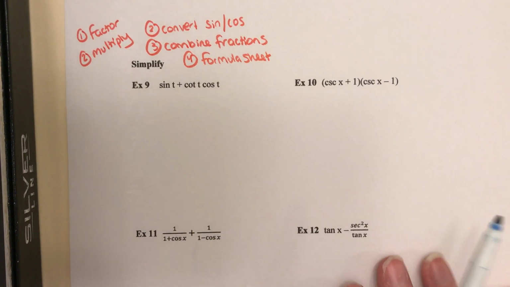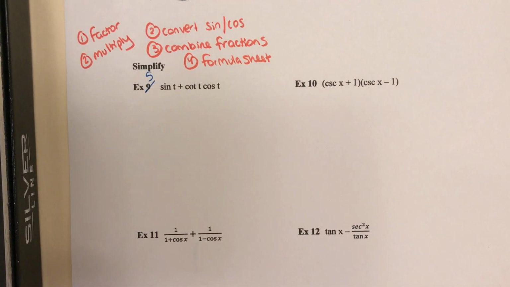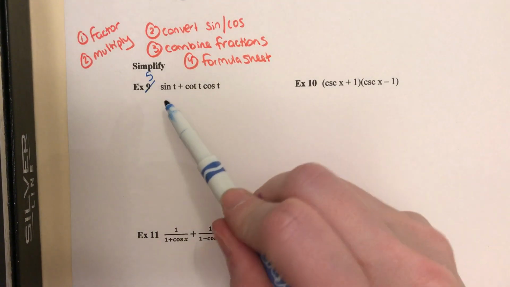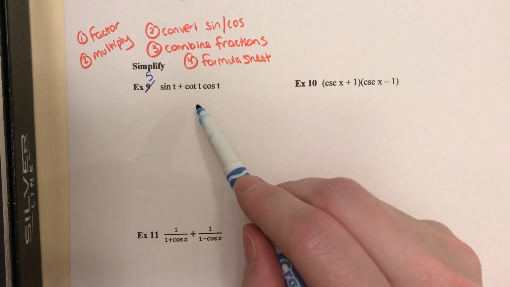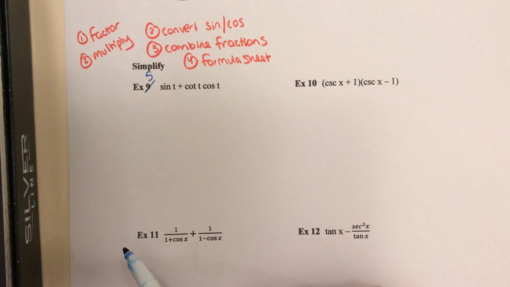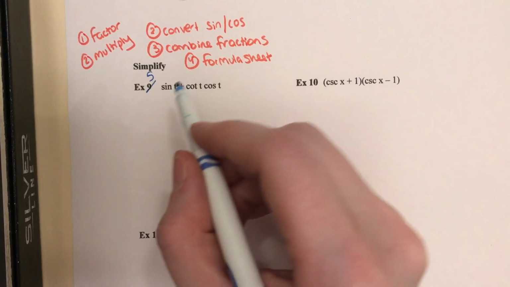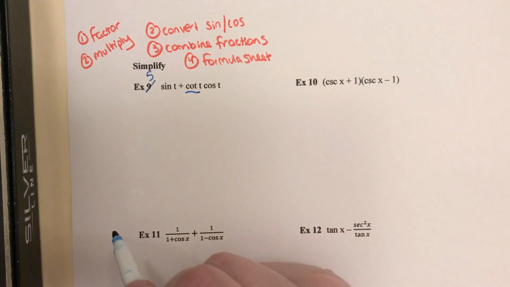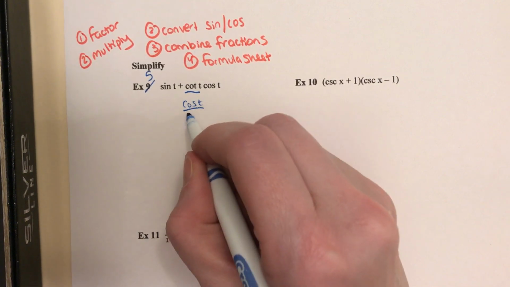So let's start with this, your number 5 here. Sine plus cosine times sine plus cotangent times cosine. So I can't factor anything out because there's nothing in common between these two terms. There's nothing to multiply, but I probably could try converting everything to sine and cosine. I have a cotangent that I could write as cosine over sine.